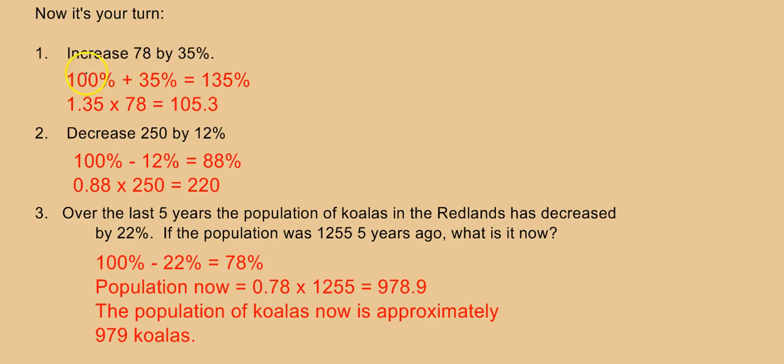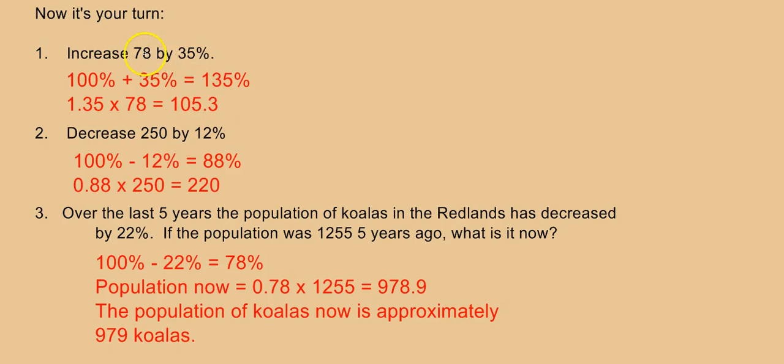Now, I've written out the part that I'm doing in my head, and I think it's probably a good idea until you get better at them. So increasing 78 by 35%. As soon as I see increasing by percentage, I'm thinking, well, we're taking the whole 100%. We're increasing, so we're adding 35%. So we're going to be finding 135% of 78. 135%, zip zip, becomes 1.35 times 78.